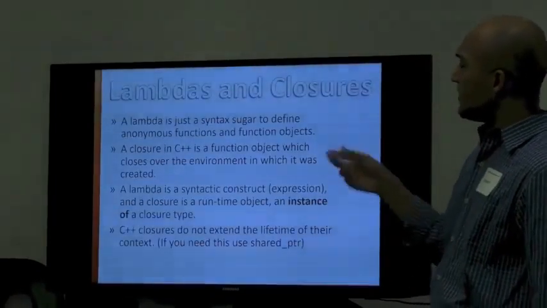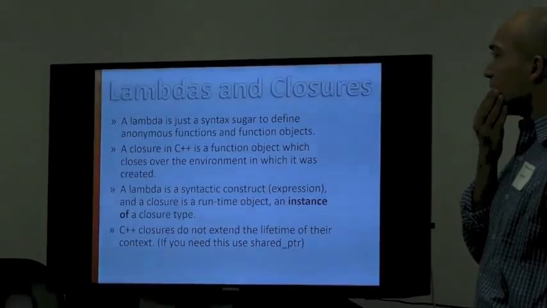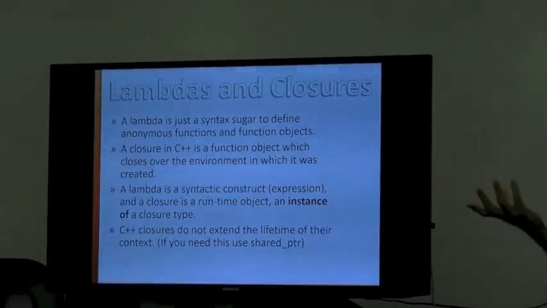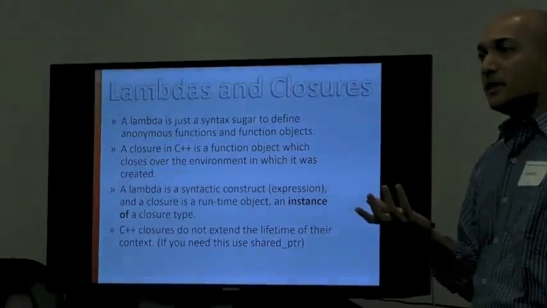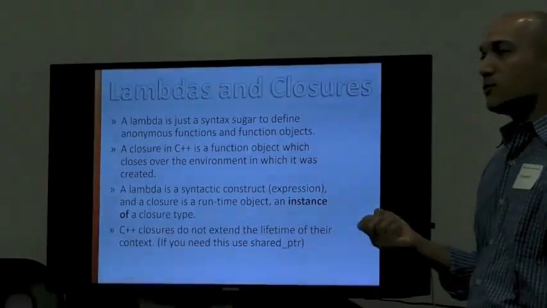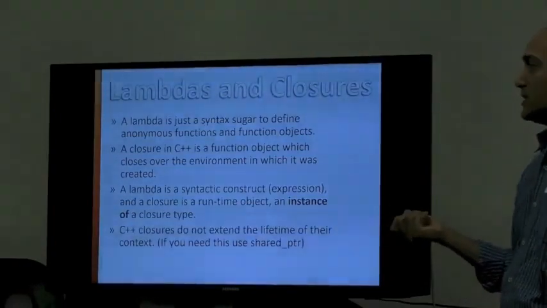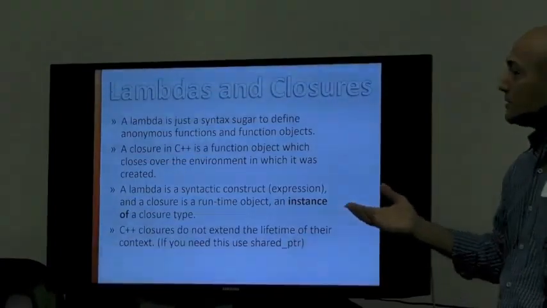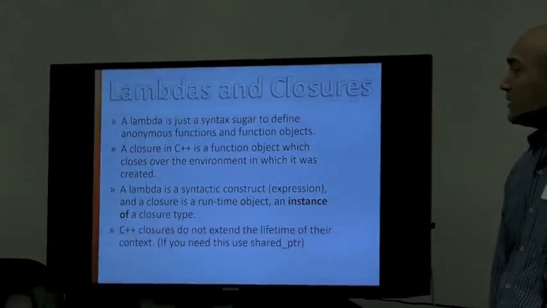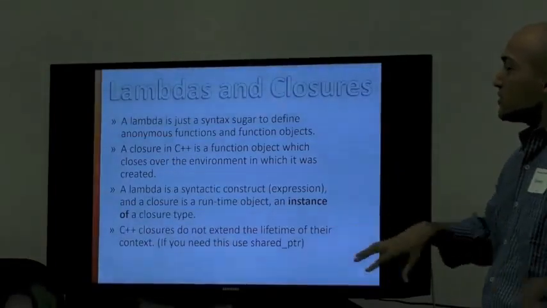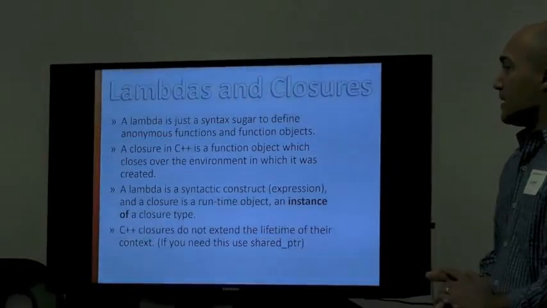Okay, so just a recap, lambdas and closures, make sure the difference is clear. Lambda is essentially syntax. It is what you really write in the C++ source code. A closure is what exists at runtime, which is an instance. It's the same relationship as class and object. Class exists in source, objects exist in runtime. And closure closes over. It may have state.